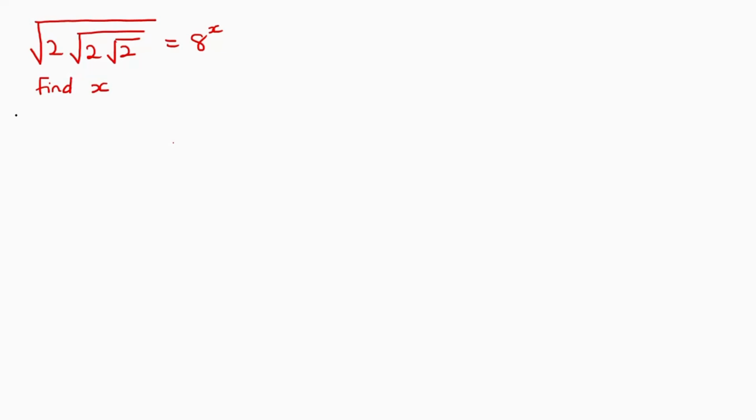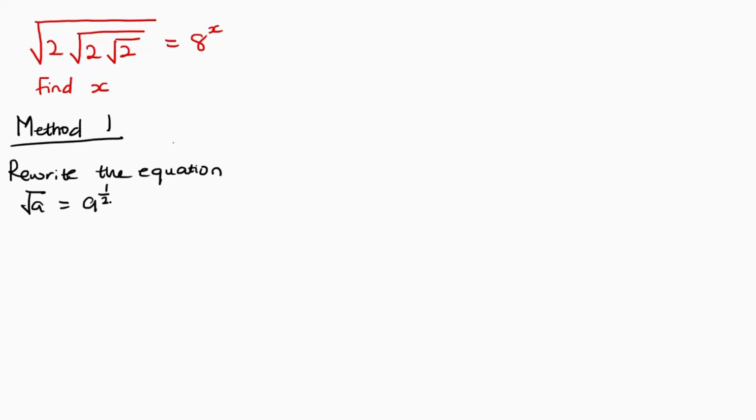So first thing, let's start with method 1. For method 1, the first thing we want to do is to simply rewrite the equation using exponent notation to simplify the nested roots. We know that the root of a is equal to a raised to the power of 1 over 2. So we want to make use of this exponent notation to rewrite this.